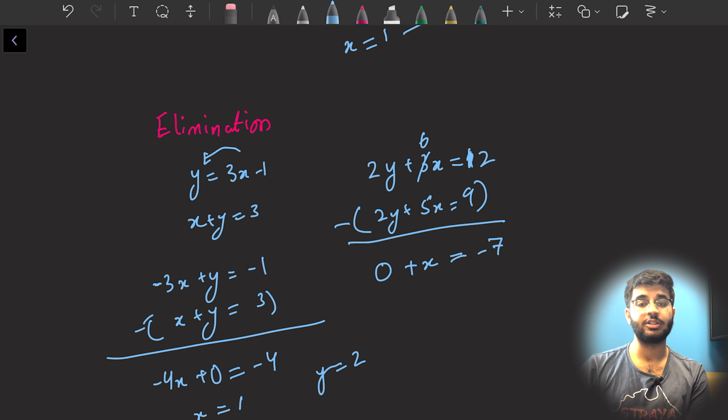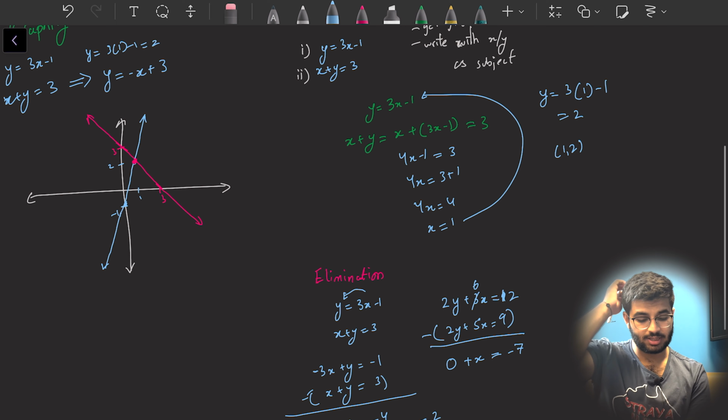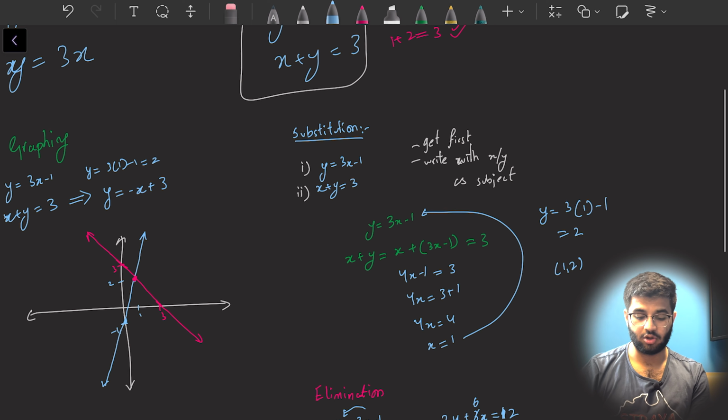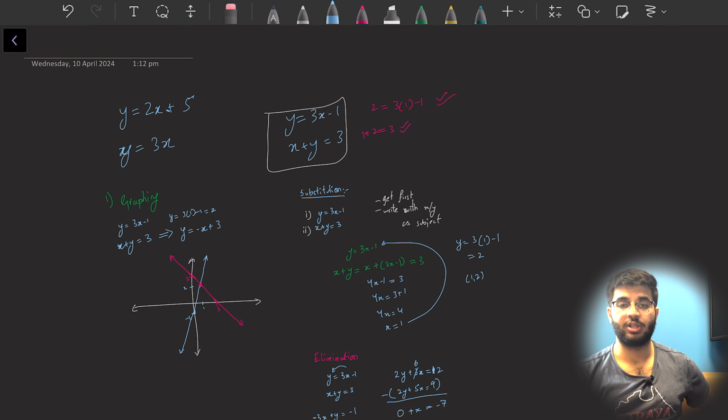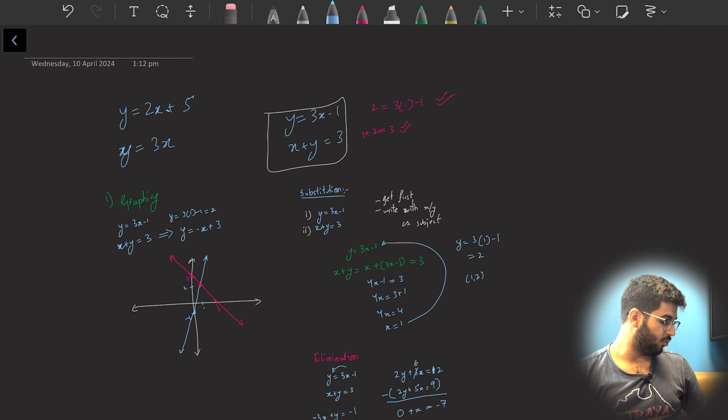But that's all there is to it. These are the 3 methods you need to know, and these are how you go about it. That's all there is to simultaneous linear equations, and hopefully you can practice them a bit, get very familiar with it, and enjoy it.